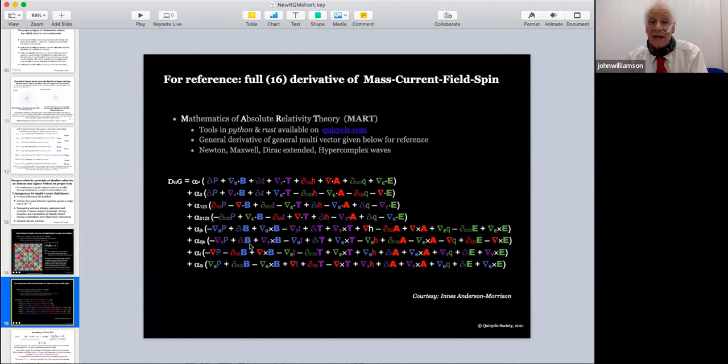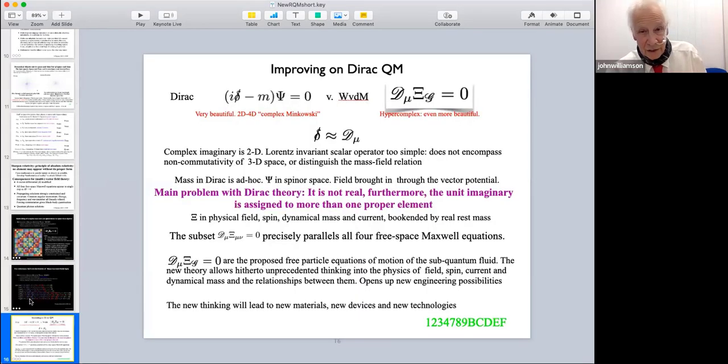So if I just take the four vector derivative of the field alone, then all these terms will fall away except for dB by dt and curl of E. So these things are just really an extended Maxwell equation. But that's the full equation, which we're not going to consider, because we're going to look at the much, much simpler equation, which is what you do when you improve on Dirac quantum mechanics. So I'm going to do this slide and then I'm going to take a break.